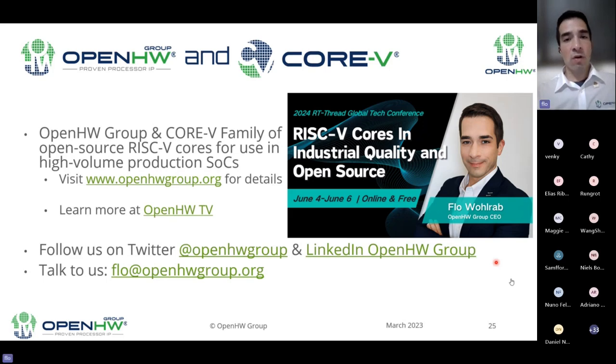Very good question. The majority of the cores are designed for silicon manufacturing, so for ASICs. You can let them run on an FPGA as a soft core. They are not optimized for it, but they will run and will work. But if you're making an ASIC, real silicon, that's the main goal we are optimizing for.